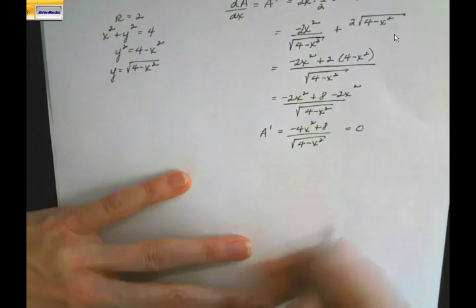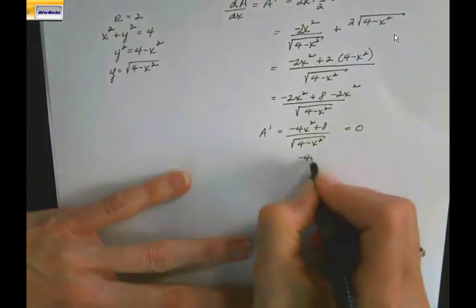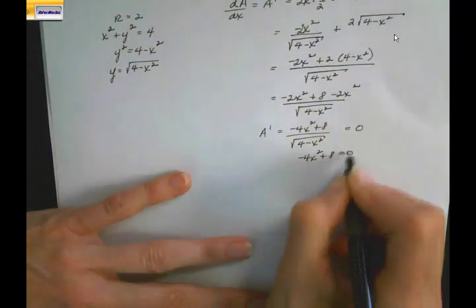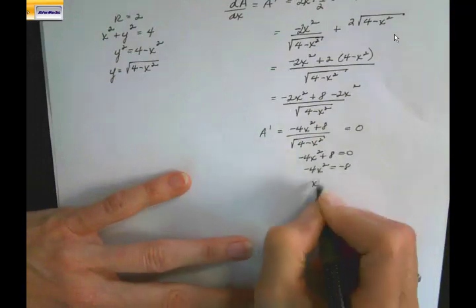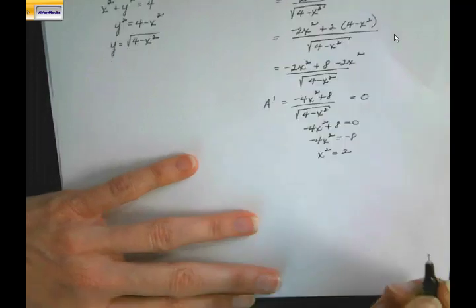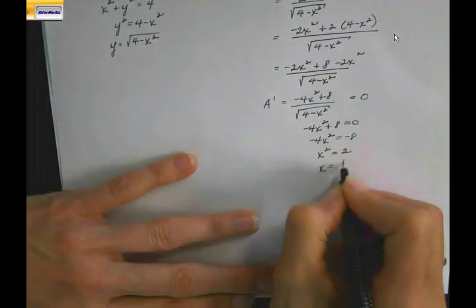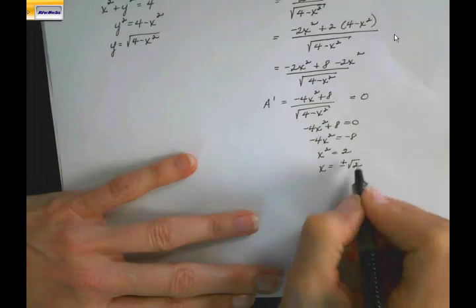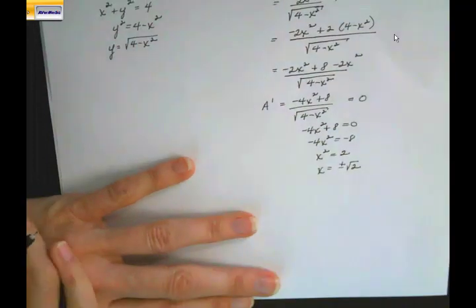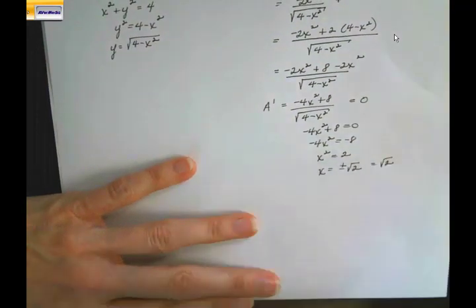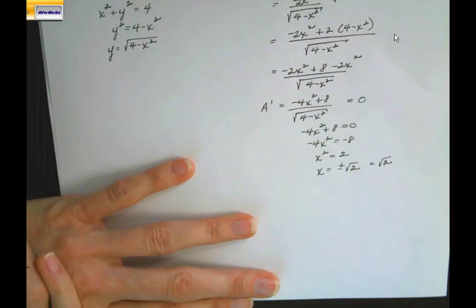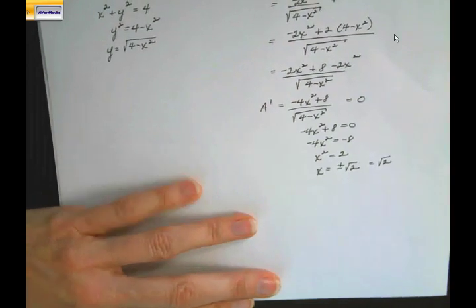Well, for a fraction to equal 0, the numerator of the fraction must equal 0. So a negative 4x squared will equal a negative 8, or x squared will equal 2, or x will equal plus or minus the square root of 2. But x is a distance. It's like half the length of my rectangle. So I cannot have the negative version. I can only have the positive version for it to apply to this application. So then I come in here and create a sign chart.